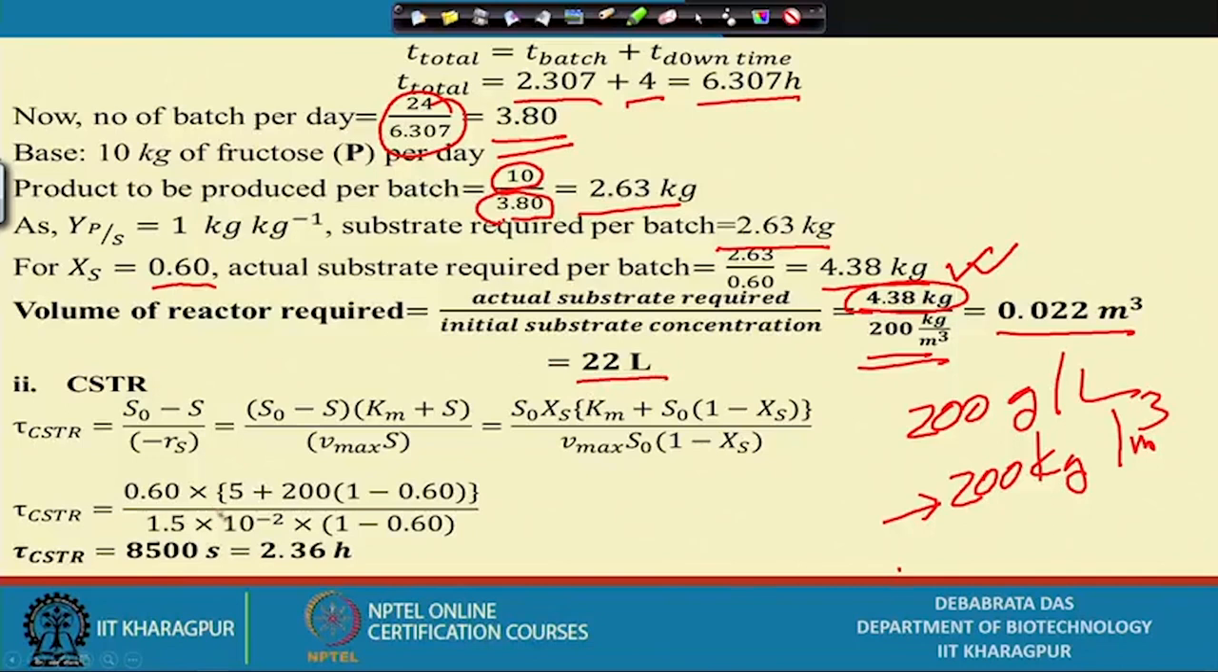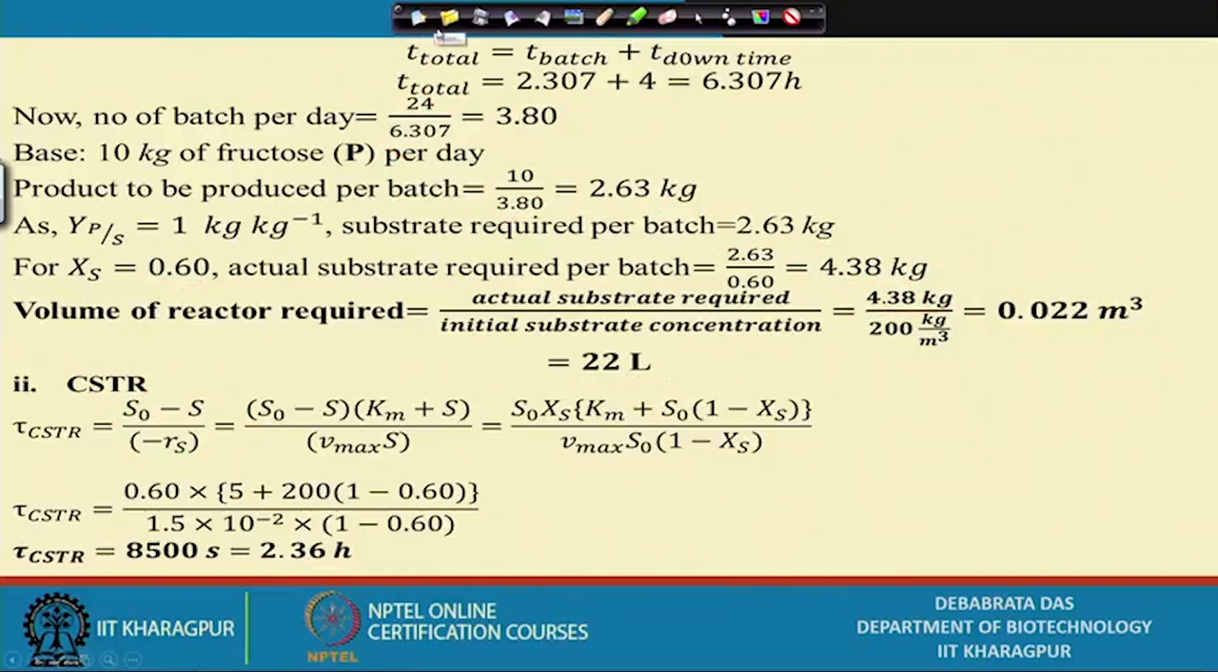Now when you come to the CSTR, tau CSTR, we have already derived this equation, S0 minus S over RS. Put this equation in this form, and we find the time required for the CSTR process is 2.36 hours.